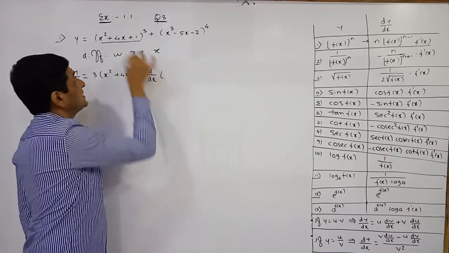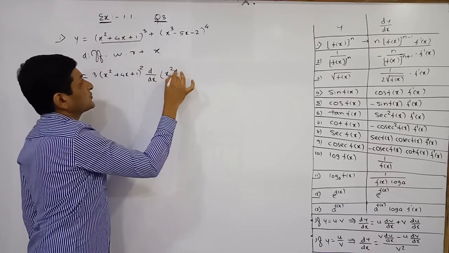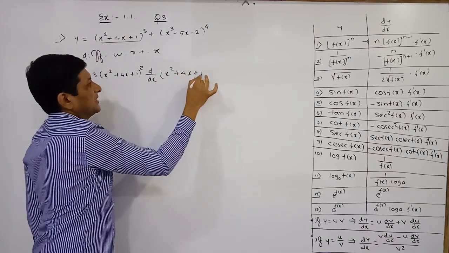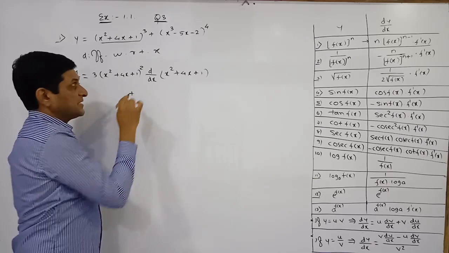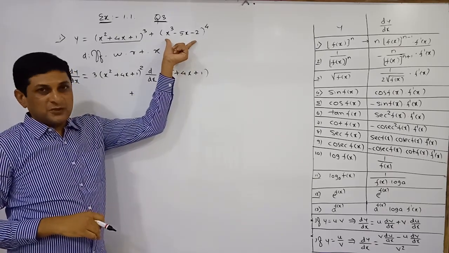What is f of x here? Here f of x is nothing but x square plus 4x plus 1. Plus, keep it as it is. Now we are finding the differentiation of the second term.